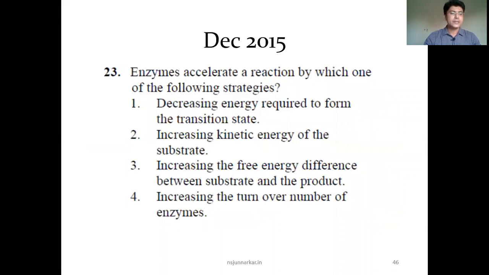So let us have a look at certain questions which were asked. Enzymes accelerate a reaction by which one of the following strategies? Decreasing energy required to form the transition state, increasing kinetic energy of the substrate, increasing the free energy difference between the substrate and the product, or increasing the turnover number of enzymes. So here we see that decreasing the energy required to form the transition state is the correct one, because they lower the activation energy.